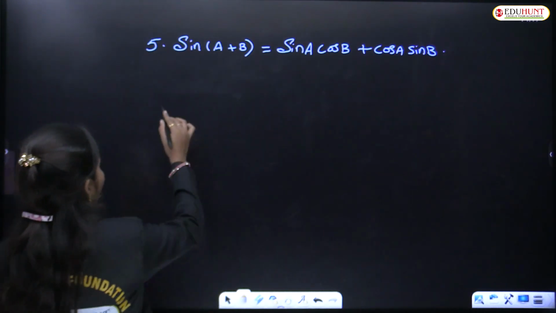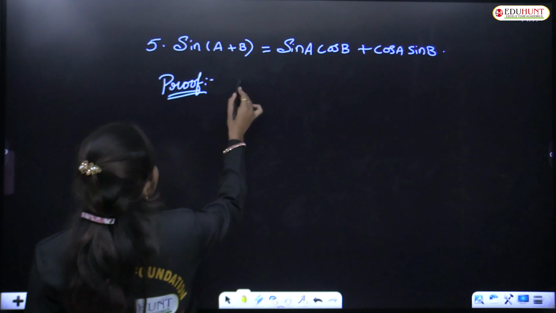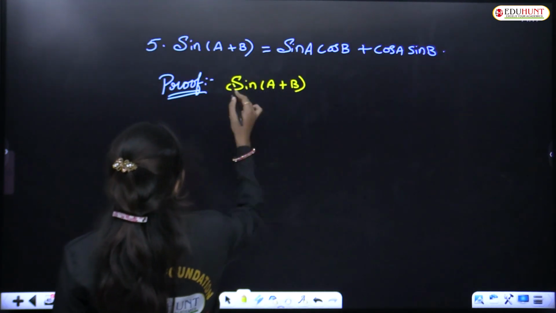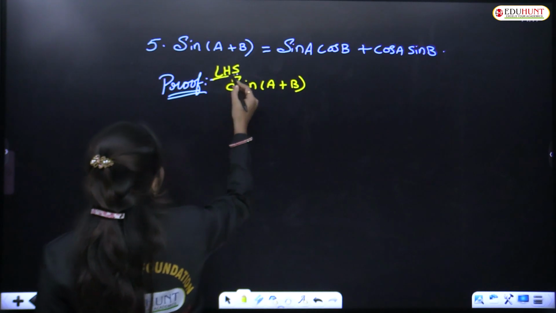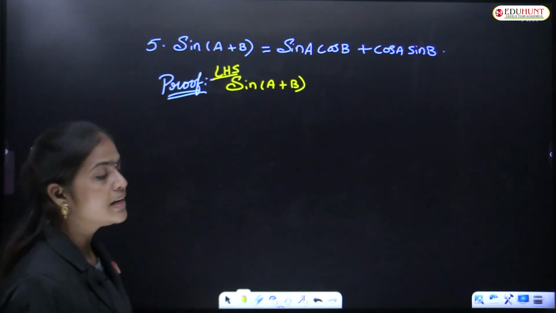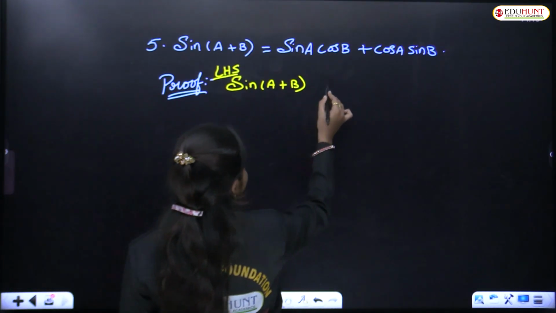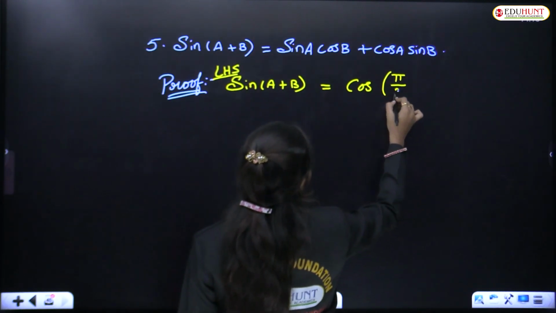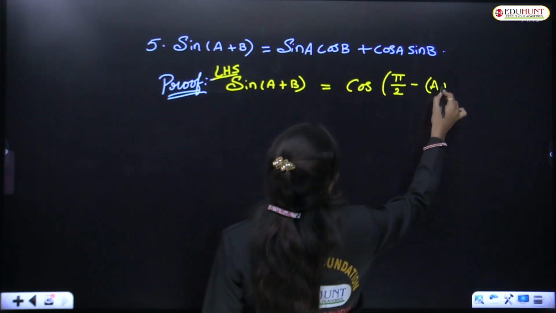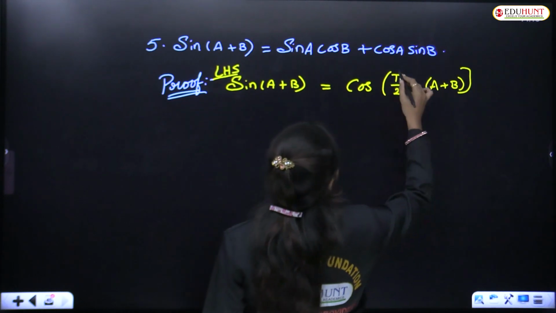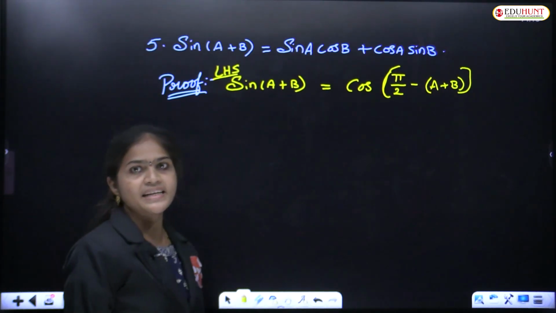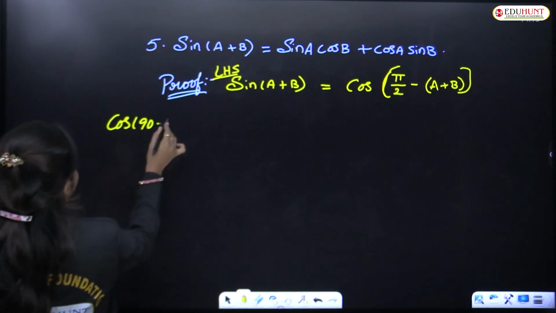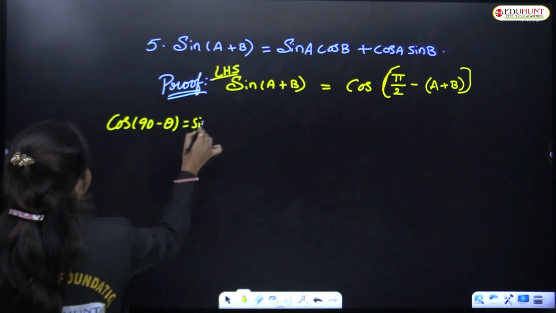So what is the proof? So proof, see here. Sin of A plus B. So I am going to take only the LHS here. By considering the LHS, what is the LHS here? Sin of A plus B. Sin of A plus B, we can write it as cos of 90 minus theta. Shall we write like that? Cos 90 minus theta is again sin theta. Cos 90 minus theta is sin theta.